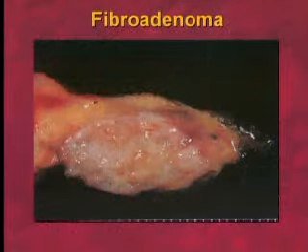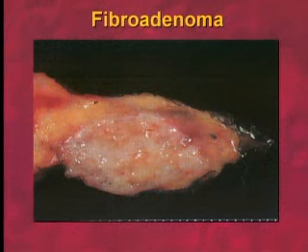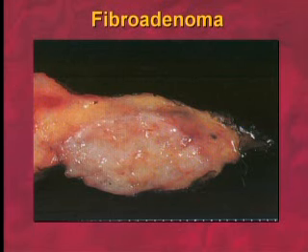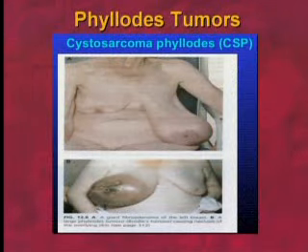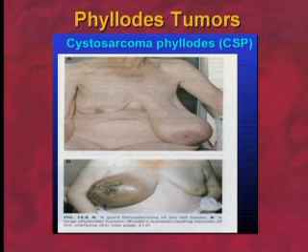So I wanted to show you just a tissue specimen here of the fibroadenoma, since we're talking about fibroepithelial tumors. And then, more importantly, these pictures of phyllodes. The top picture is actually benign, and the bottom picture is actually the necrotic carcinoma that you can see, sarcoma there.